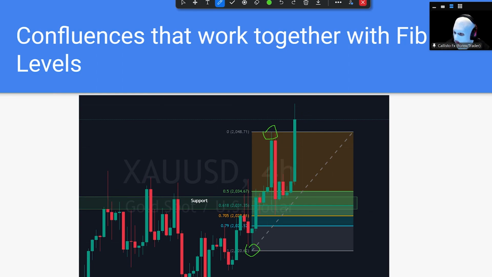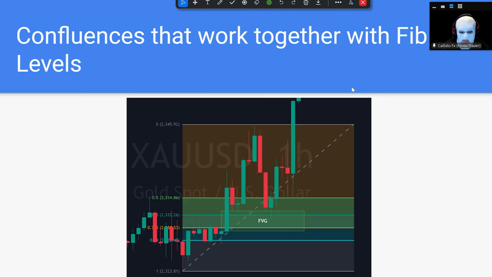Examples will be shown later on. We want to make sure that you guys can understand the theory first. This is one example of how you can use the bullish Fib from the low to the high, and then a retracement into a support level or a resistance level that failed that became a support, giving us further confirmation to go higher. Next example here.